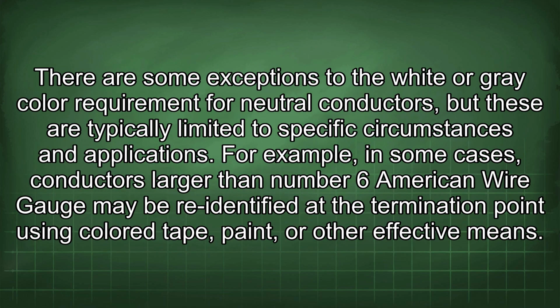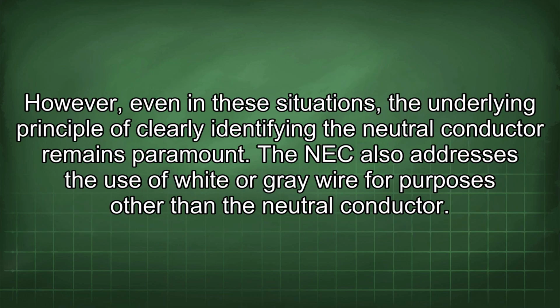There are some exceptions to the white or gray color requirement for neutral conductors, but these are typically limited to specific circumstances and applications. For example, in some cases, conductors larger than number 6 American Wire Gauge may be re-identified at the termination point using color tape, paint, or other effective means. However, even in these situations, the underlying principle of clearly identifying the neutral conductor remains paramount.